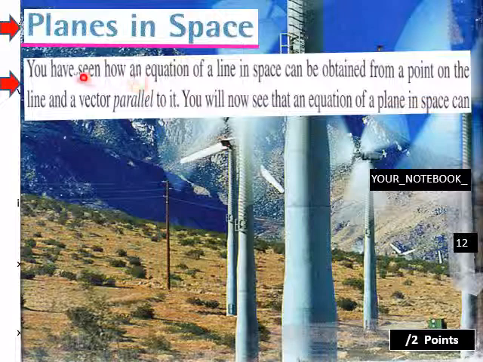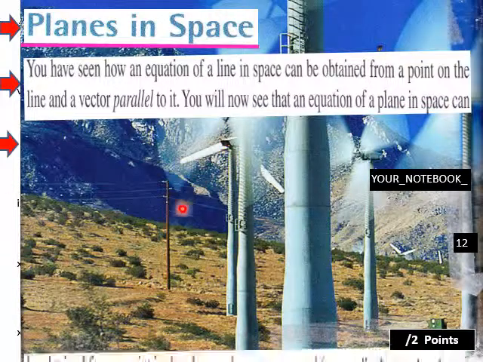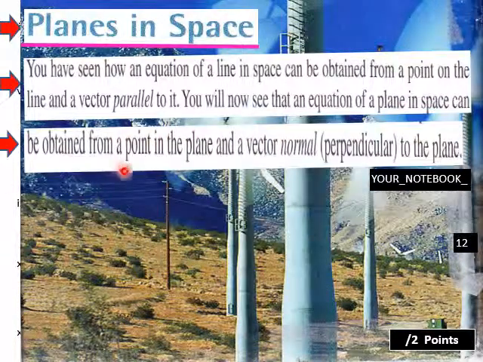Planes in space. You have seen how an equation of a line in space can be obtained from a point on the line and a vector parallel to it. You will now see that an equation of a plane in space can be obtained from a point in the plane and a vector normal, meaning perpendicular, to the plane.